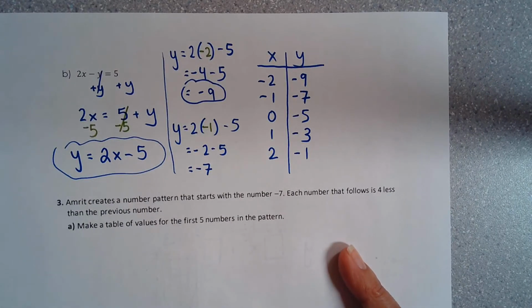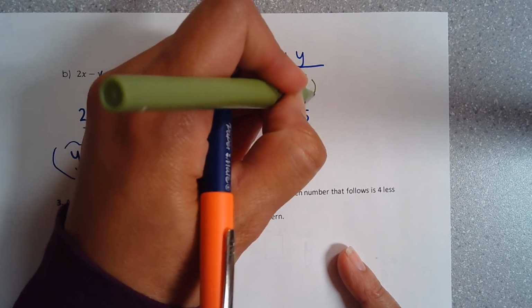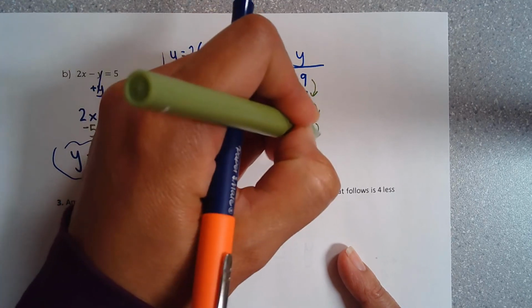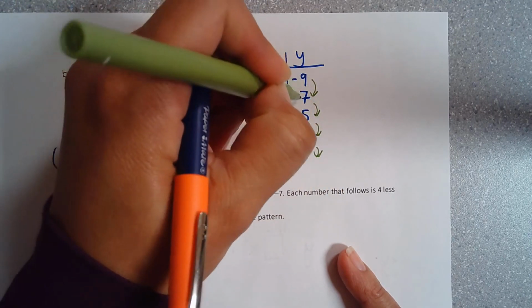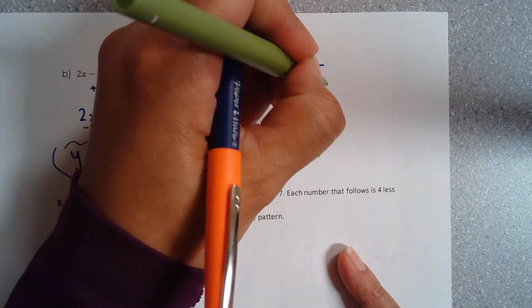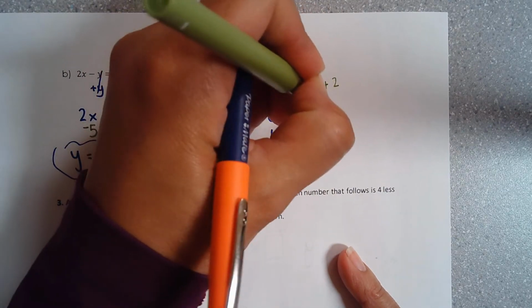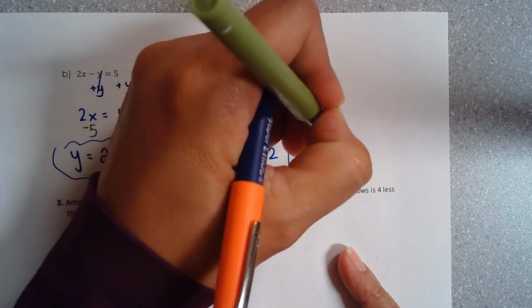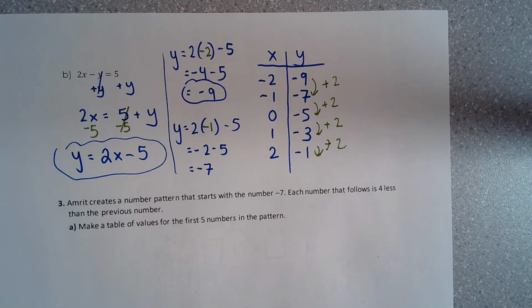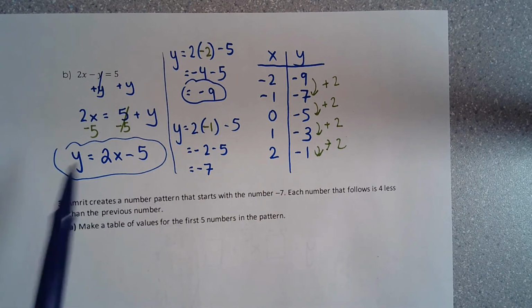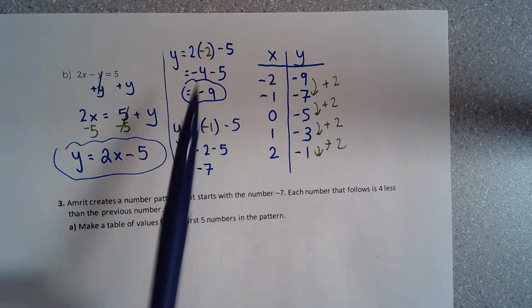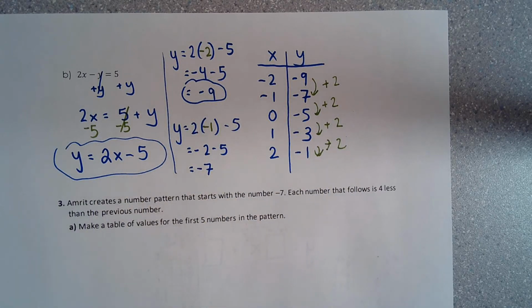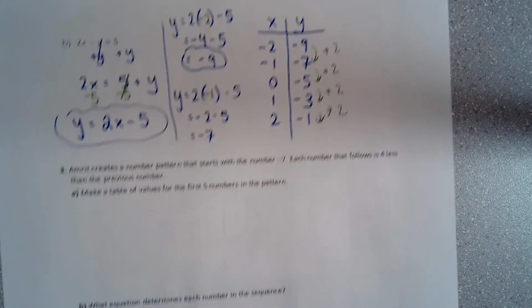And you know you've done it correctly if you are going up or down by the same number. So here it looks like I am going up by 2 each time. Right, so you can always double check. It should be linear. Okay, and then in section 6.2 we're going to get into graphing these on a coordinate grid. So I just wanted to introduce that today.